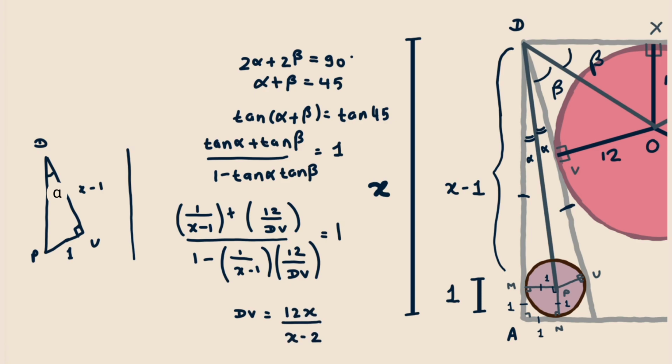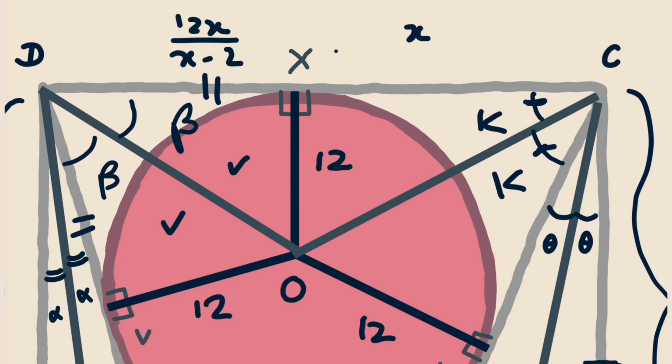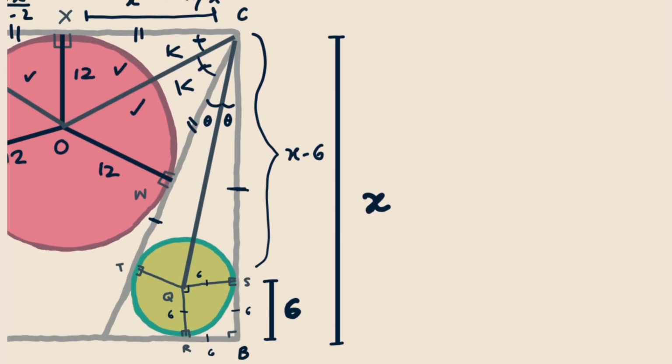So here we have got the length of dV, and now let us utilize this particular thing. Now these two triangles were congruent, therefore the length of dV equals the length of dx. Now the complete length from D to C was equal to the side of the square, and it has a value x. Now dx is having a value 12 times x upon x minus 2, therefore xC is going to have a length x minus 12 times x upon x minus 2. Now again we can see that these two triangles are congruent, therefore this much length is equal to this much length.